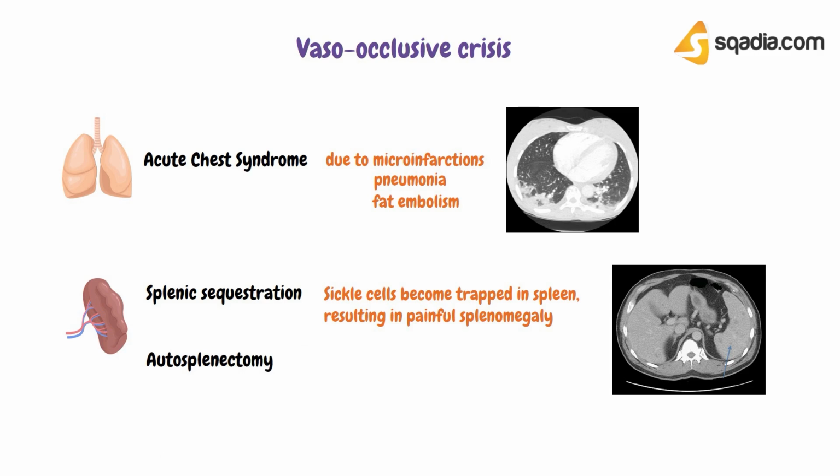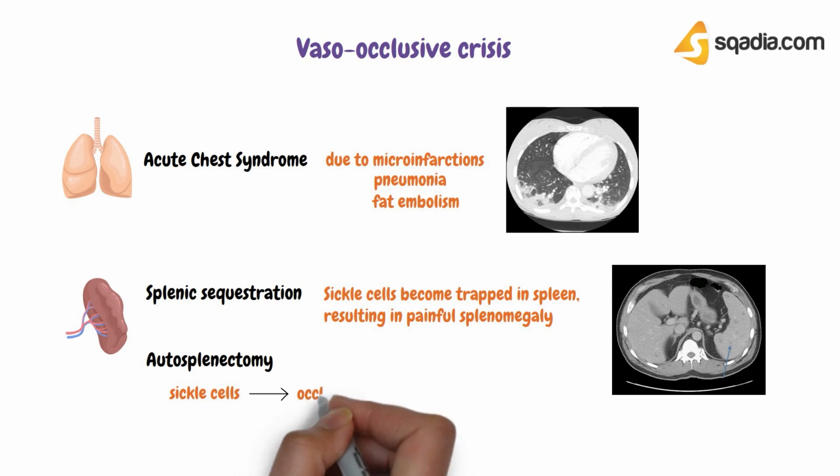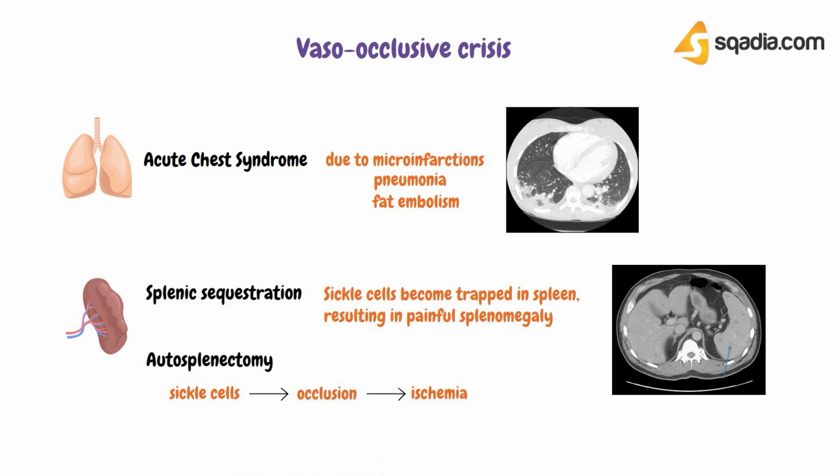Autosplenectomy can also occur due to vaso-occlusive crisis, in which the sickle cells cause occlusion, and the occlusion leads to ischemia. The ischemia in turn leads to infarction, and because of the infarction of the spleen, functional asplenia occurs, which means that the spleen stops functioning.